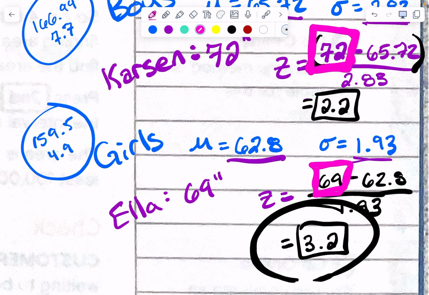6 foot. Hey, 5'10" is 70, yes. So you'll take 70 minus 62.8 over. You're taller than Ella? A little bit. Nice. I didn't realize that.